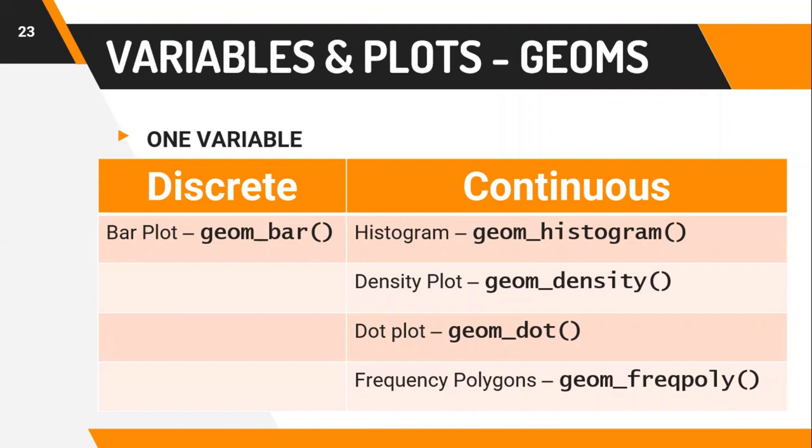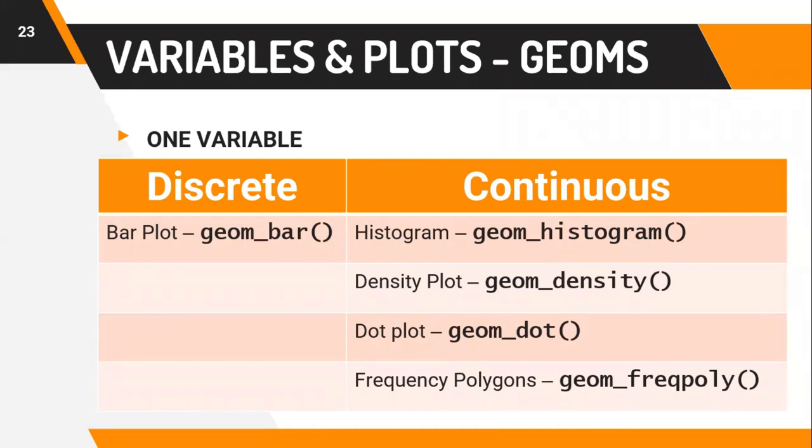So now, from all the data frames that we have imported into R, let's look for variables that are discrete, and then we create a bar plot, that's all. Then after that, we will try to locate which variables are continuous, and we can create a histogram, a density plot, a dot plot, or a frequency polygon, right? So let's start with the discrete.